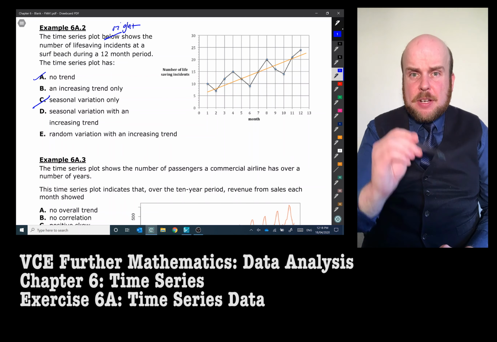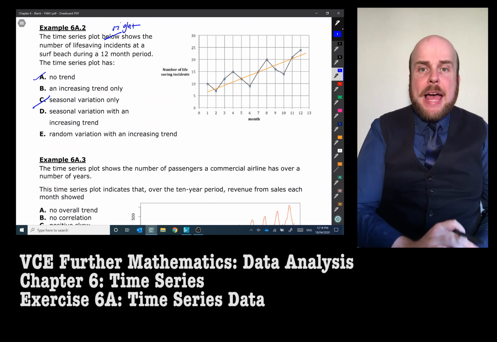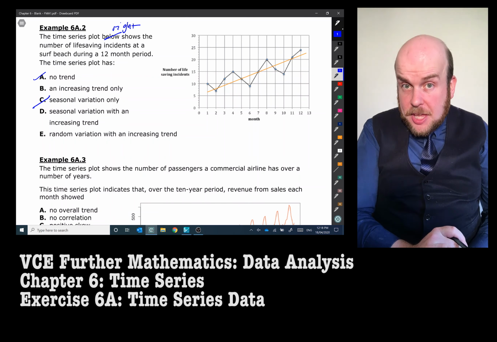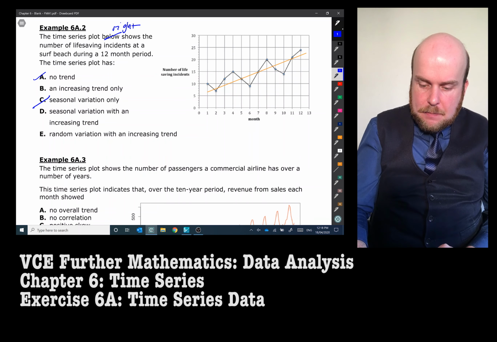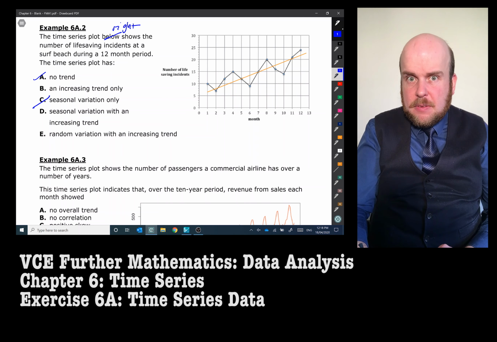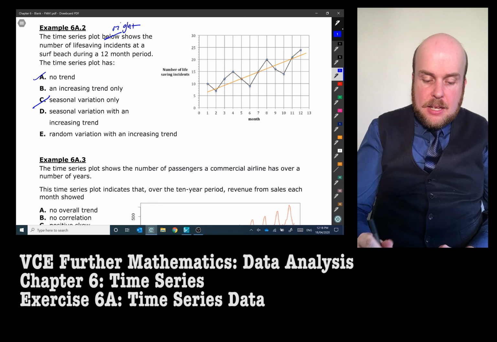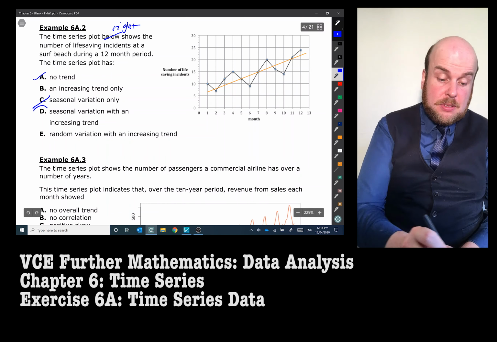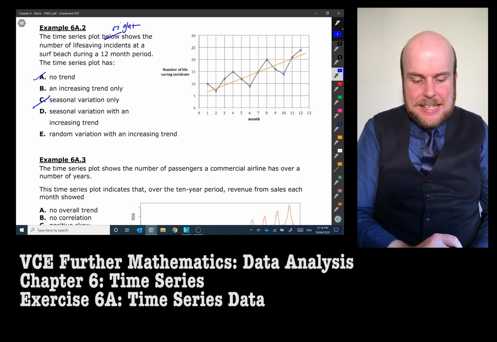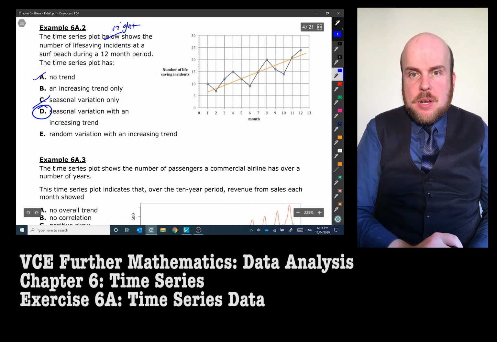There is definitely an up-down pattern. Is it happening within a year? Well, if this is the months of the year, it's definitely happening within the year. There's just a couple of little cyclic patterns in the year. So yes, it's definitely seasonal. So I'm going to give that a big old D for seasonal variation with an increasing trend.